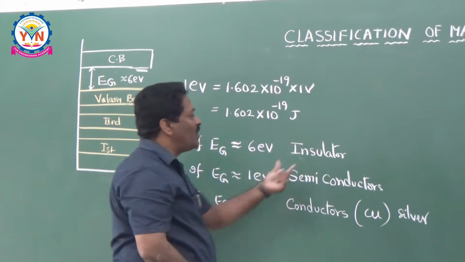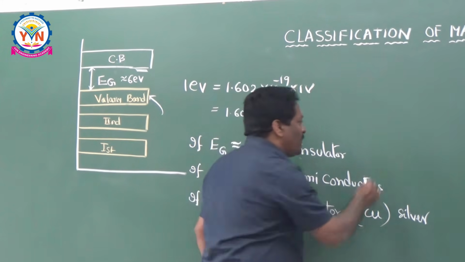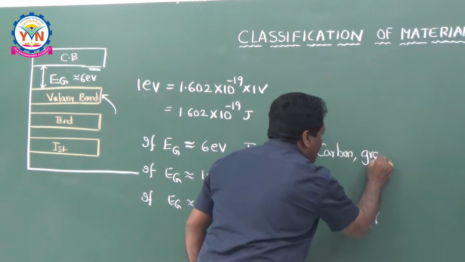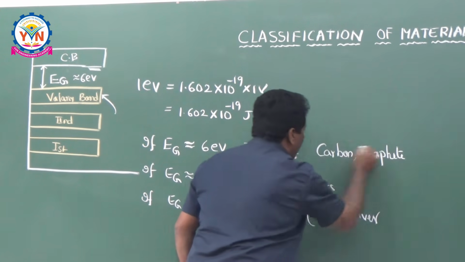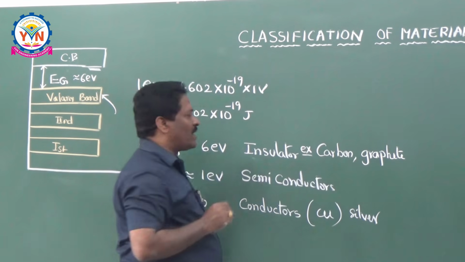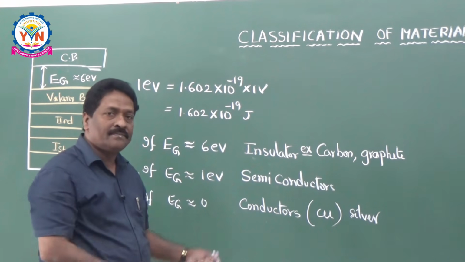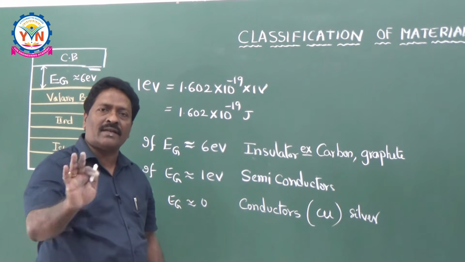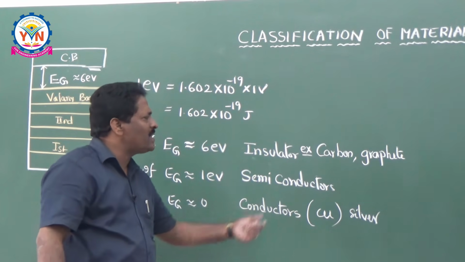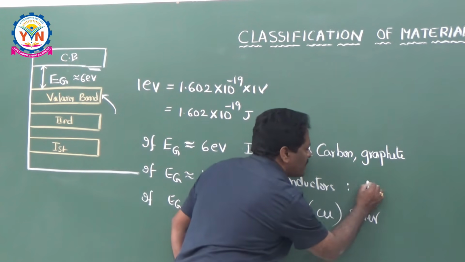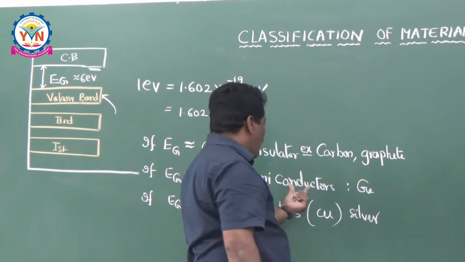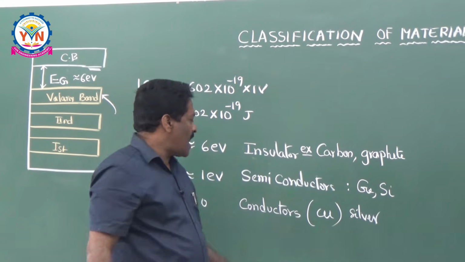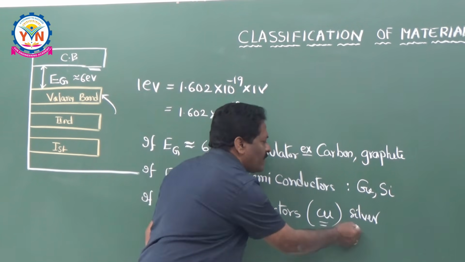So coming to insulators, can I give an example? Examples are carbon, or otherwise graphite. All these materials are the examples. First listen to the discussion, then at the end I would like to compare all these materials in a single sheet so you can understand very easily. Semiconductors are very simple: the best examples are germanium and silicon. And for conductors, you can say copper and silver.